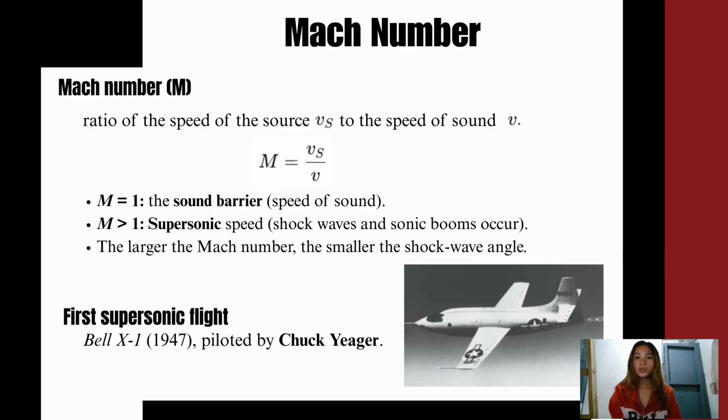When the Mach number is 1, the object is moving at the speed of sound. This is called the sound barrier. If the Mach number is greater than 1, the object is flying at supersonic speed. At this point, shock waves and sonic booms can occur. And as the Mach number increases, the angle of the shock waves behind the object becomes smaller. That means if it goes faster, the sharper and thinner the shock cone becomes.